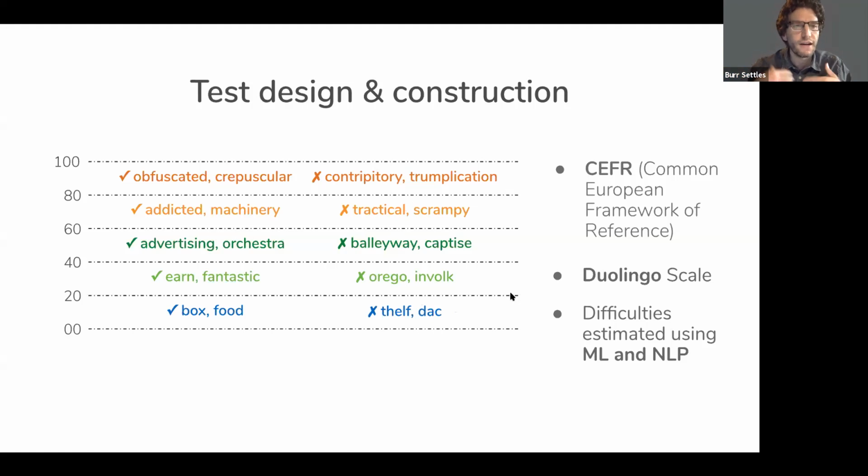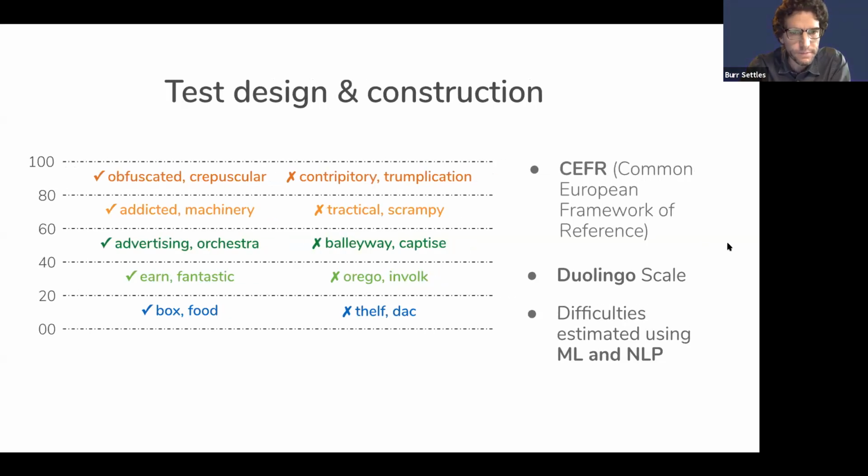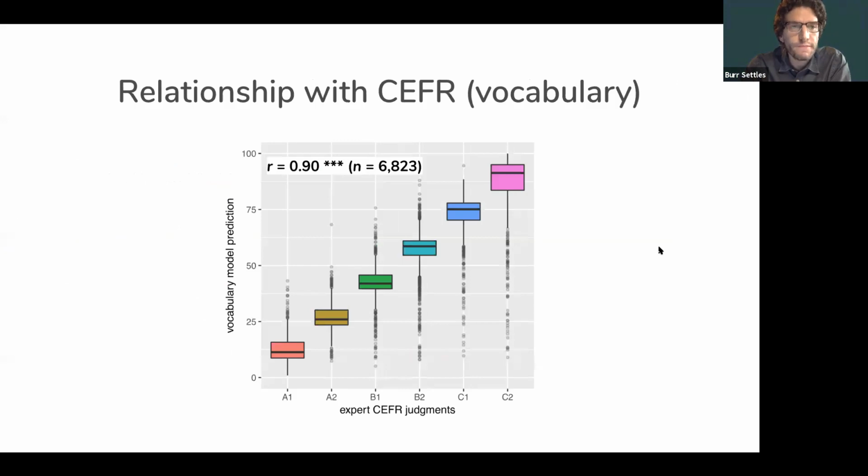And importantly, in a computer adaptive environment, we would ask students to discriminate between box and food versus thelf and dak, or addicted and machinery versus tractical and scrampy. And that way they're testing their ability to discriminate real and pseudo words at a given calibrated CEFR band. And we didn't have to do any pilot testing to do this.